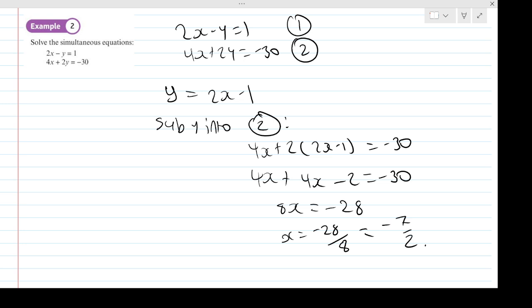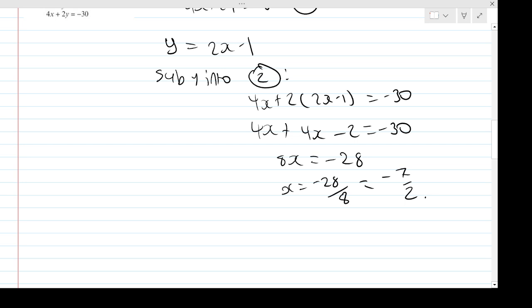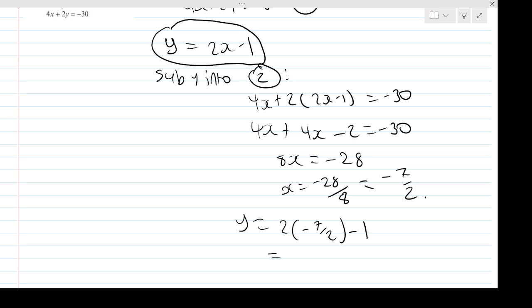Cool. So that's the x, and then I'm going to need to find y by substituting x into an equation. I'm going to substitute it into here. So then y is 2 lots of minus 7 over 2 minus 1. Well, if I put that in the calculator, I then get minus 8. So there we are, that's our solution. So our solution is x is minus 7 over 2, y is minus 8.